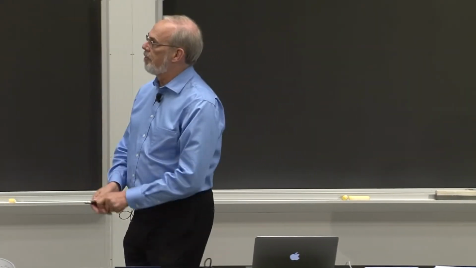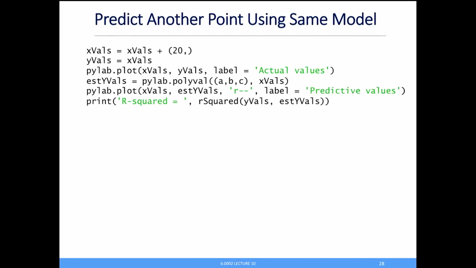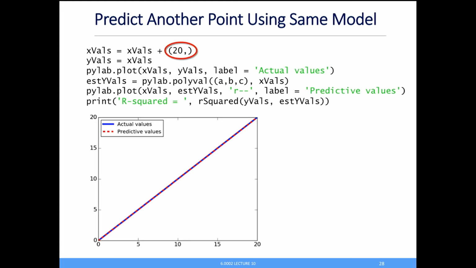Let's add in one more point out at 20. So this is 0, 1, 2, 3. That's 0, 1, 2, 3. I'm going to add 20 in there, so it's 0, 0, 1, 1, 2, 2, 3, 3, 20, 20. Again, I can estimate using the same model, so I'm not recomputing the model I predicted from using those first set of 4 points. I can get the estimated y values, plot those out, and again compute the R-squared value here. And even adding that point in, there's the line. And guess what? Perfectly predicts it. No big surprise.